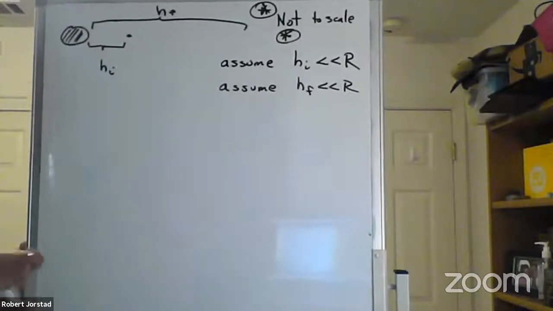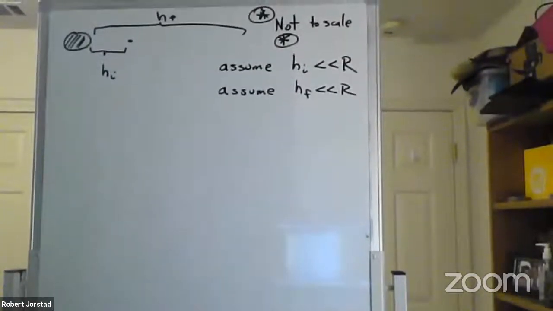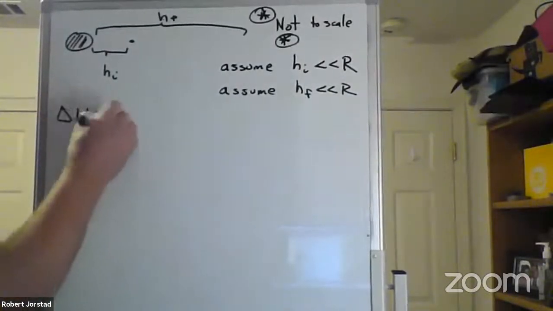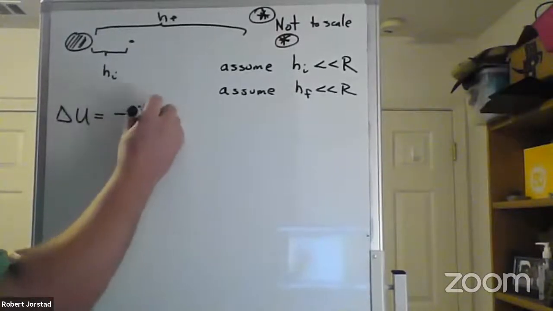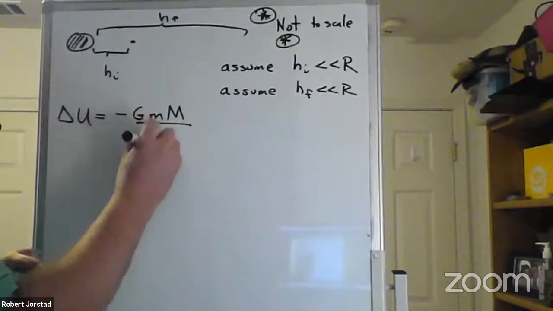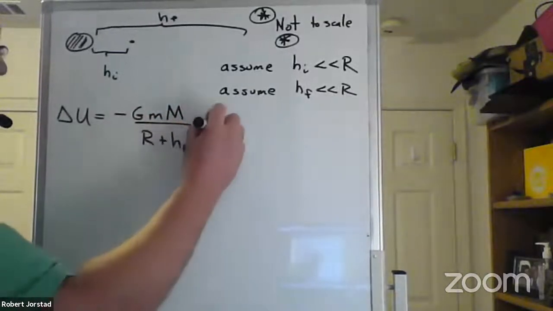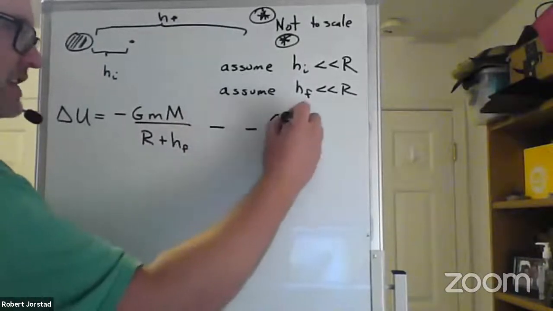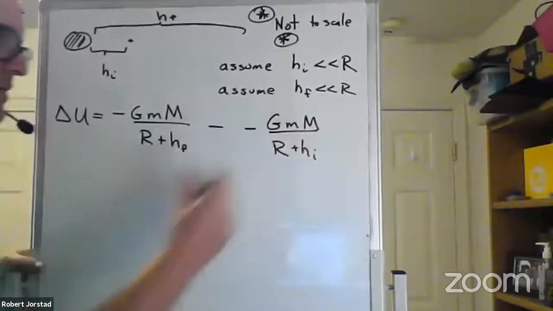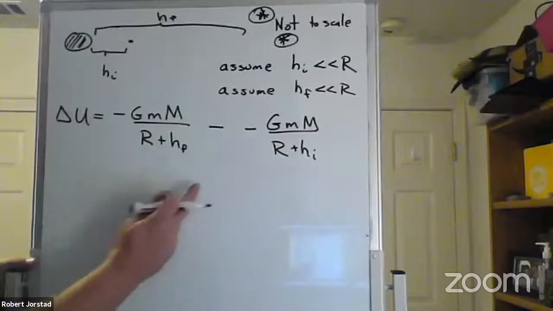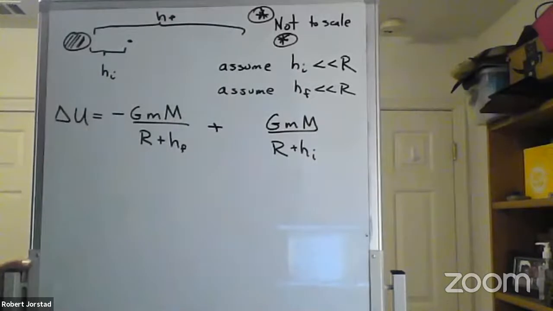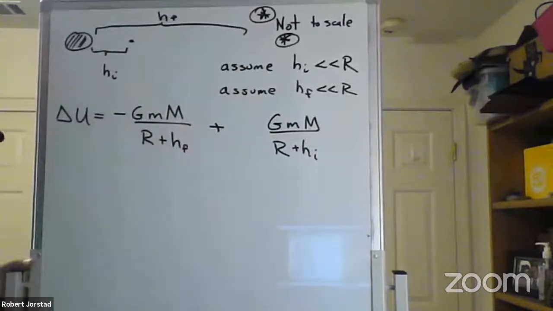This is a really cool math trick. Let's see how it works out. Delta U is equal to negative GMm over the radius of the planet plus height final, minus negative GMm over the radius of the planet plus height initial. That would be delta U. Now, obviously, I have minus a negative number. Nobody writes it like that. We write plus. This is the change in energy.